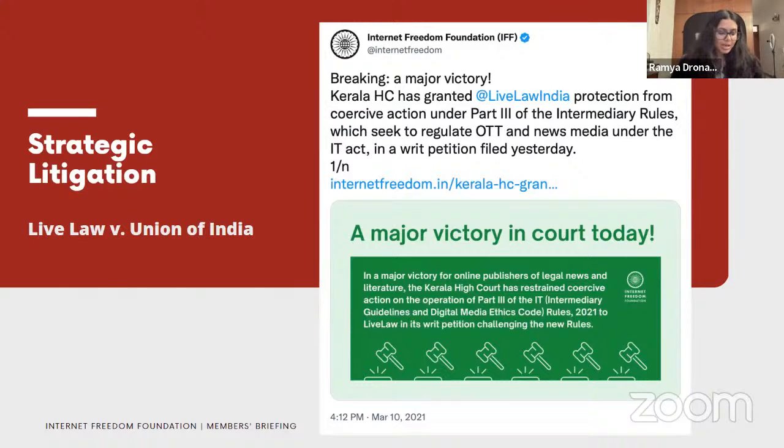So again, just to repeat, part 3 of the IT rules requires 3 levels of self-regulation. The first level is self-regulation by the publisher themselves. The second level is self-regulation by the self-regulating bodies of the publisher. And level 3 is an oversight mechanism by the central government, where the central government sits in final appeal of all the content takedown or any other grievances you may have against LiveLaw. So that was a great big win for IFF. But there are 2 other orders that I'd like to talk about. Next slide, please.